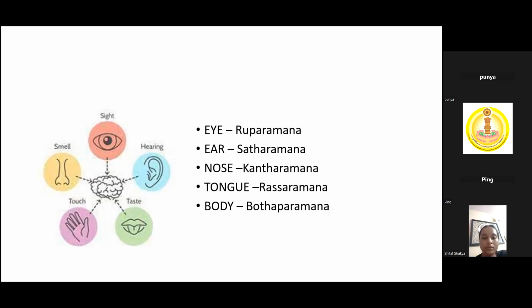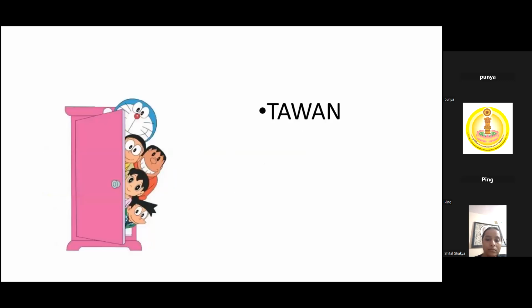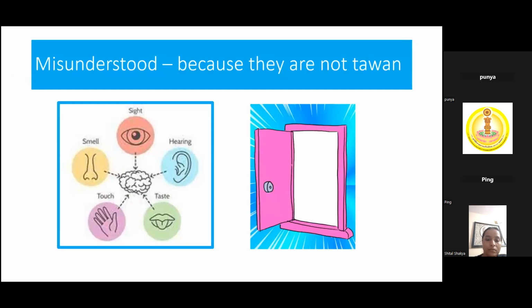For the eye we call Ruparamana, ear Sataramana, nose Kantaramana, tongue Rasaramana, and the body Podaparamana. This is the Ramana outside. Tawan means the door. In the last class we learned about this already. The eye, ear, nose, hand or tongue is not the real Tawan.